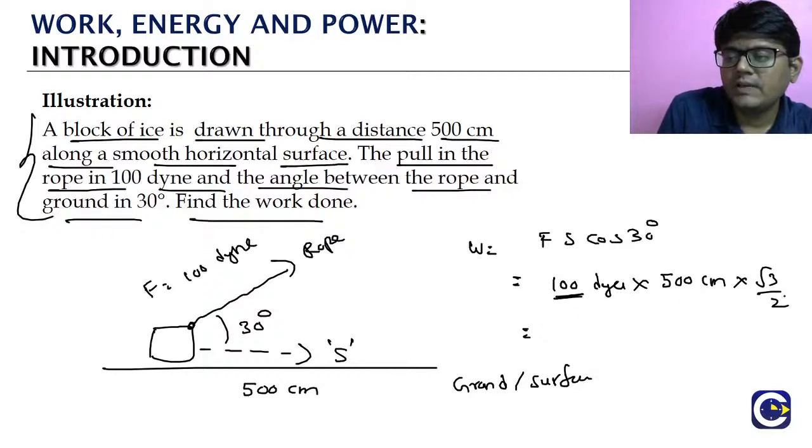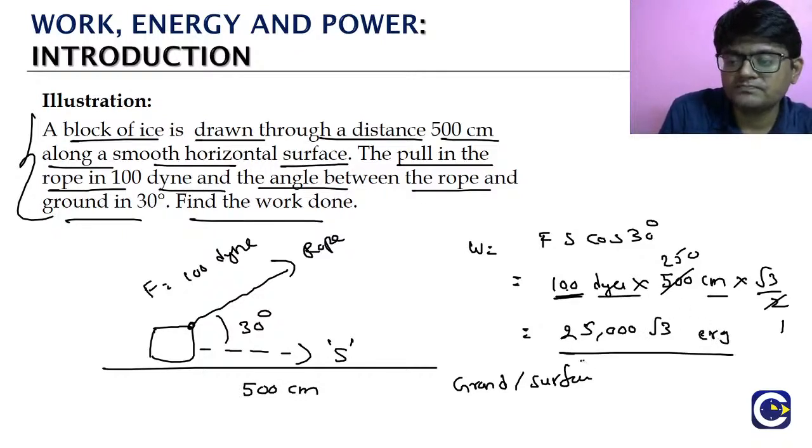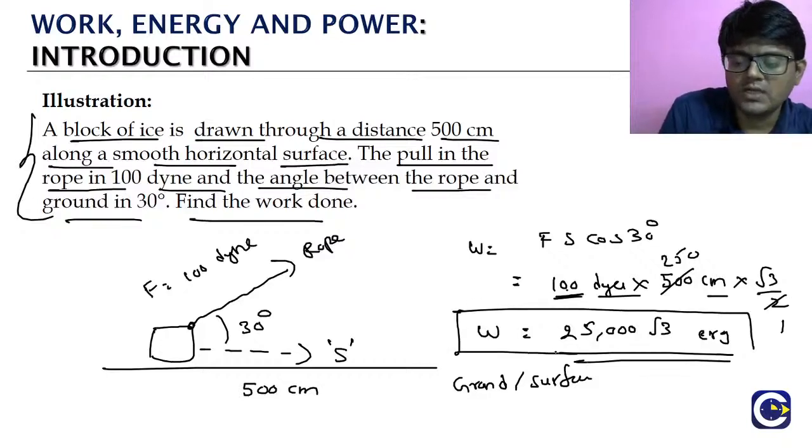Maybe we can cancel, 250s. Then what is it? 100 into 250, that is 25,000 into root 3. Dyne into centimeter is what? Erg. So if you want, we can further simplify it. We can take the value of root 3 as 1.732 and simplify. It depends upon the options.